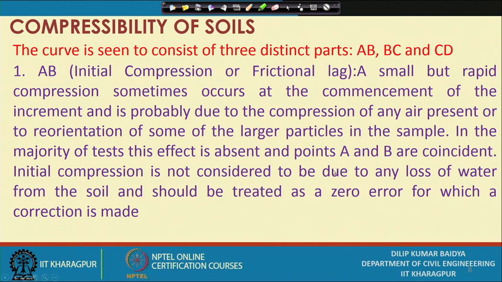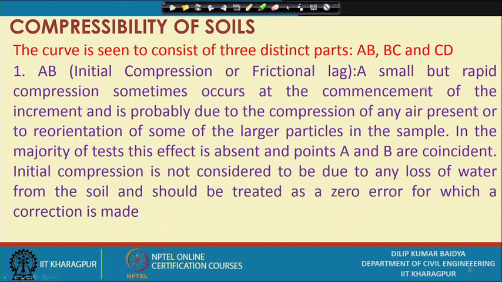You can see the curve is seen to consist of 3 distinct parts, A B, B C and C D, and A B is initial compression or frictional lag. Because of this, in a ring the sample will be prepared and loaded, and then compression will be observed. So, initially you will have a slower rate.